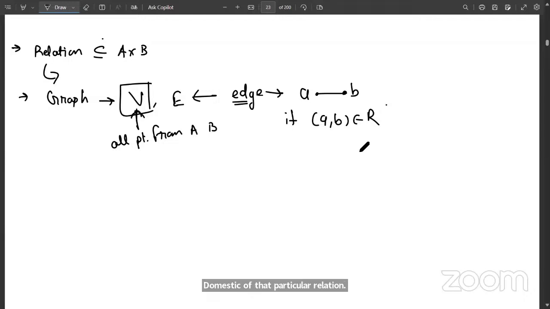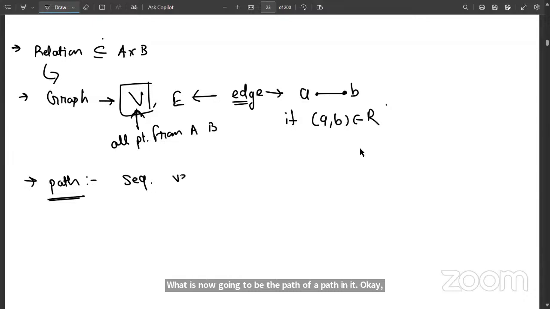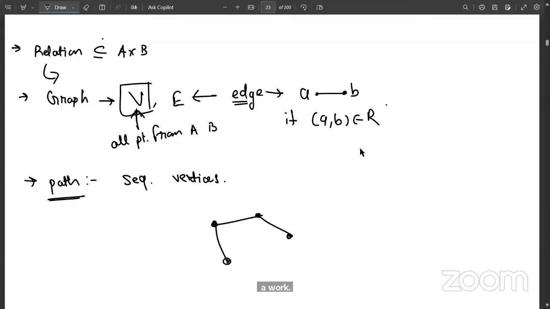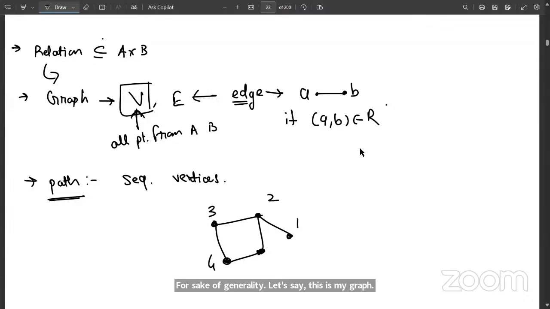In a graph, we have some terminology, such as a path in a graph. A path is nothing but a sequence of vertices, and in a path we generally don't repeat a vertex. If we are repeating a vertex, then that is known as a walk in that particular graph. For the sake of generality, let's say this is my graph and I name the vertices 1, 2, 3, 4, 5. Then if I say a sequence of vertices 1, 2, 5, this is a path from vertex 1 to vertex 2.